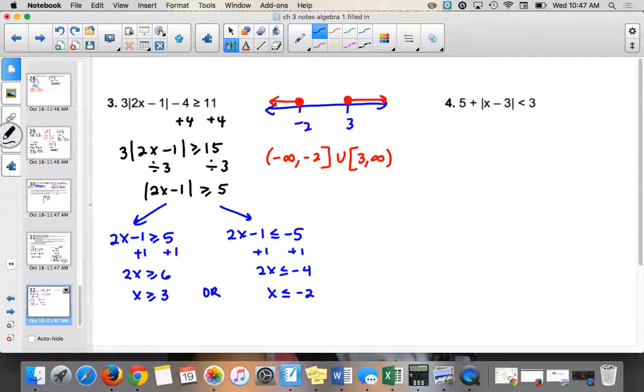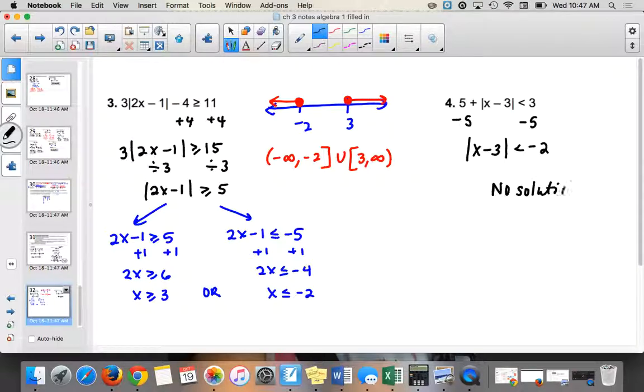All right, so this next one, tricky. Subtract 5, subtract 5. I get the absolute value of x minus 3 is less than negative 2. What do you guys think? It is no solution. Do you guys all see why it's no solution? You have an absolute value, which is always positive, is smaller than negative 2. It can't happen. It would be no solution.